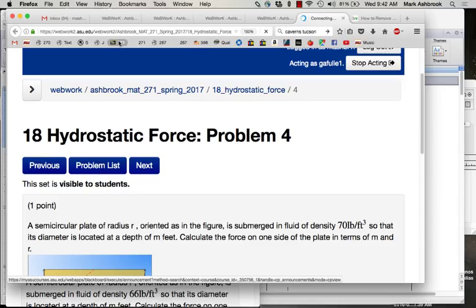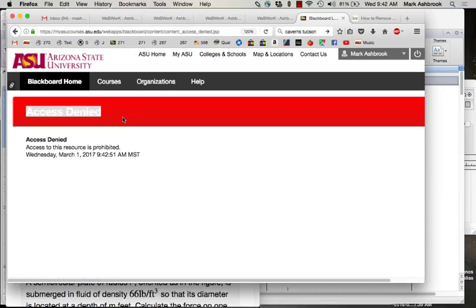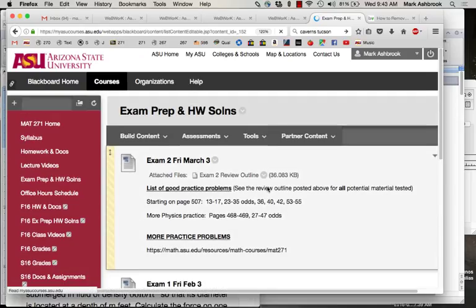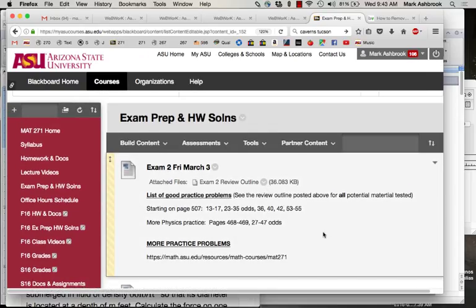So if you haven't discovered yet, hopefully you've started your studying, but if not, if you go to exam prep and homework solutions, so the review outline, everything on the exam is highlighted on that review outline and things that we emphasized in class. There's nothing on the exam that wasn't stuff that we emphasized in class and is on that review outline.